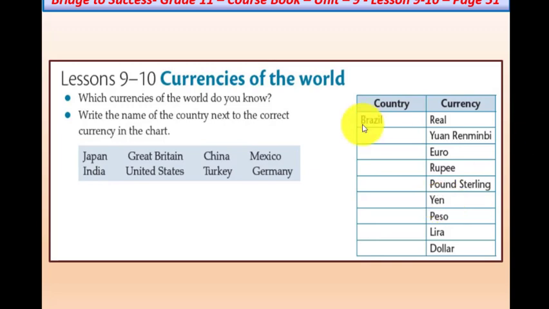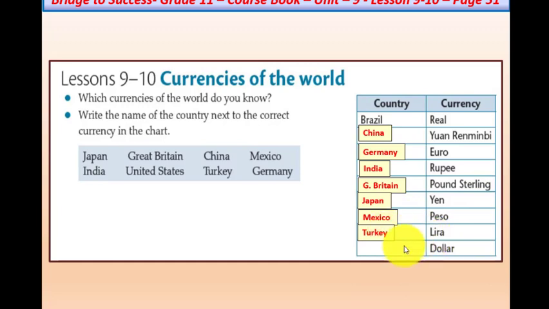Okay, let's now start. The first one is done as an example. We have Brazil, the currency is the real. The next one, we have China, yuan, renminbi. The next one, Germany, the currency euro. India, rupee. Great Britain, pound sterling. Japan, yen. Mexico, peso. Turkey, lira. And the last one, of course, all of you know it, USA, United States, and the name of the currency is dollar.